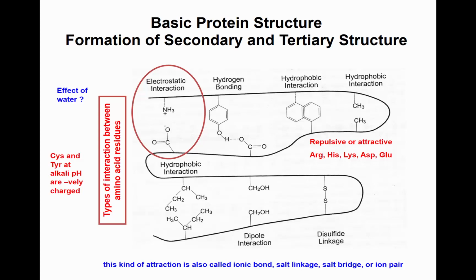So all these charged groups can form ionic bonds. So of course, acidic amino acids and basic amino acids would be the ones that would more likely form the ionic bonds. Also cysteine and tyrosine, the cysteine has a sulfhydryl group and tyrosine has a hydroxyl group. At high pH, they become ionized. They give their proton. So they can also take part in ionic interaction, either attractive or repulsive.